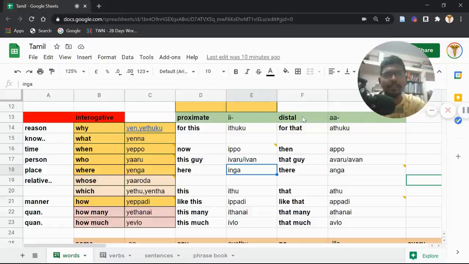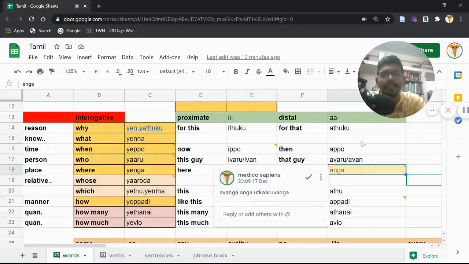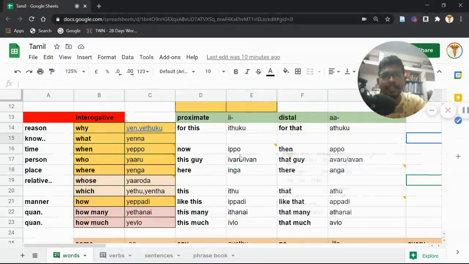Even for quantity, if you want to specifically mention it, you can say ittana or ivlo, or you can point out attana or avlo. These words come in handy for asking questions as well as answering them efficiently without any mistake. These words can also be used alone, not in a full sentence. Even if you ask someone enna, eppo, yaru, ettana, this also actually means a sentence. So it comes in handy when you are learning the language for the first time.